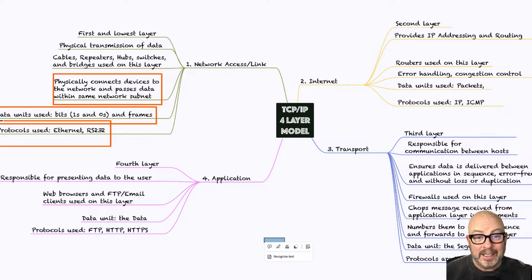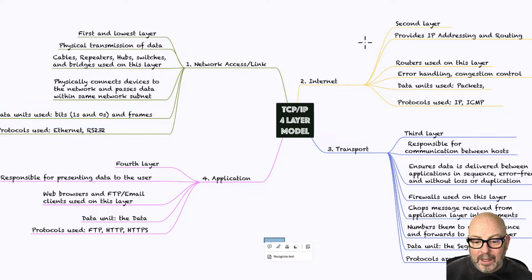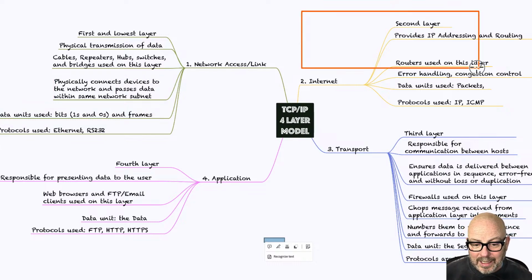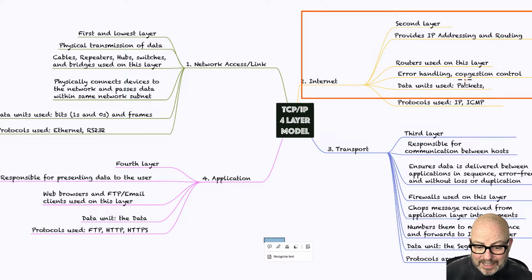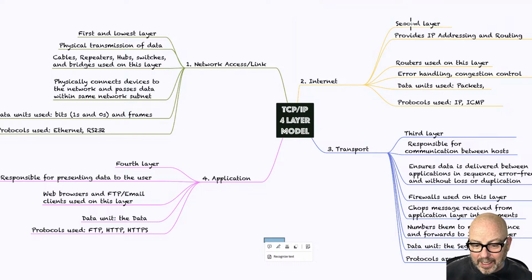So literally data moving through cables. Then we go to the internet layer. And the internet layer is, of course, part of TCP/IP. That's the IP part of it. It's the second layer, and this is all about addressing. So making sure that packets are sent to the right place, making sure that packets are sent in the right direction. And this is where routers are used.